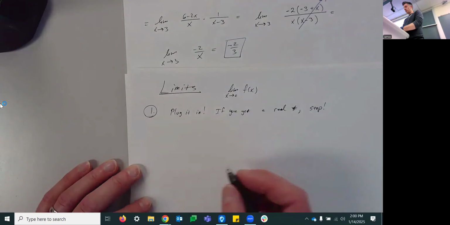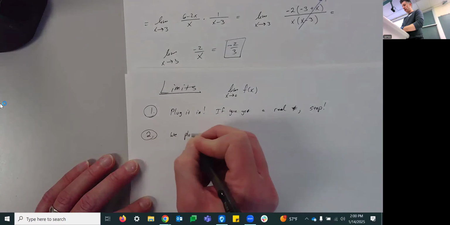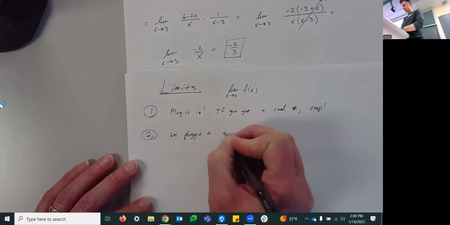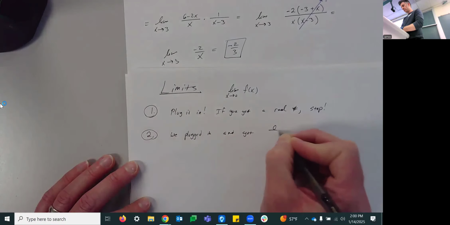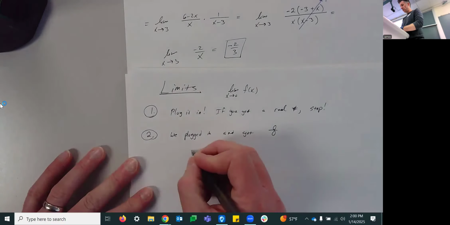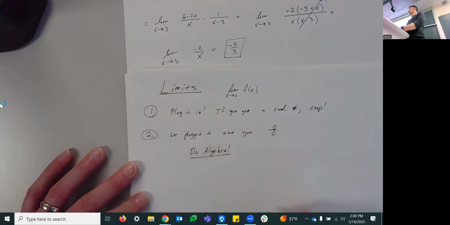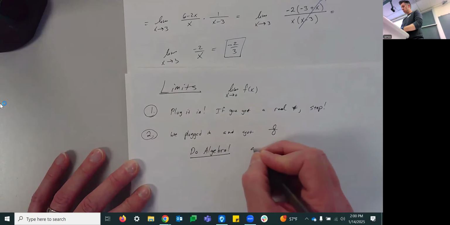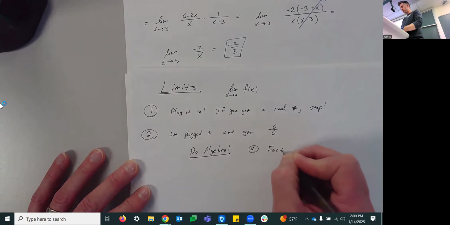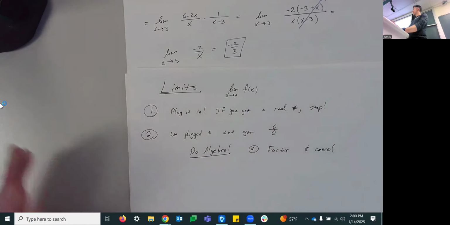Okay, but what if you don't? What if you plug it in and, like we did, get 0 over 0? What that means for us is we have to do more work. In my opinion, there's a few kinds of more work. I usually like to say, do some algebra. You can either factor and cancel. And almost always you're probably going to end up factoring and canceling at some point.